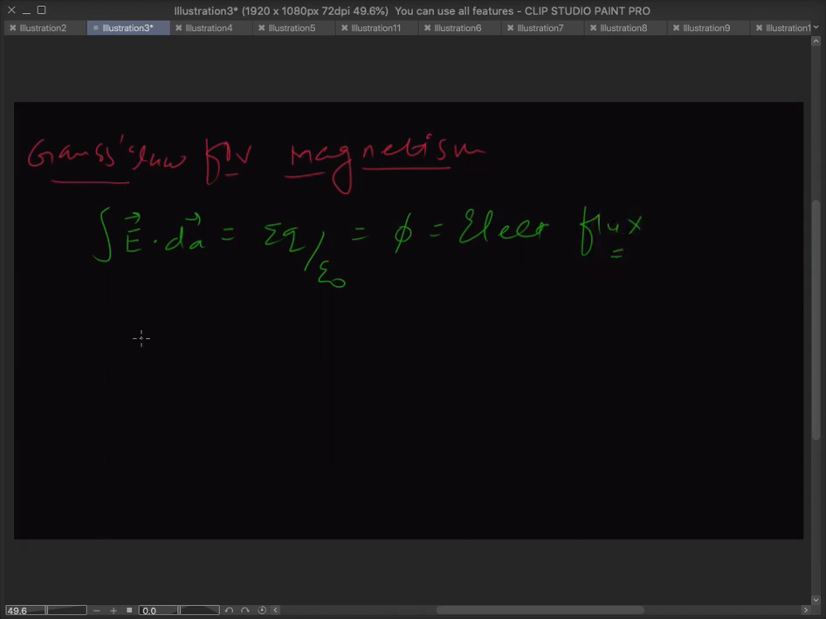Let's say we have an area, and I'm naming a small segment of it ds, and electric field lines are passing through it in this fashion. The same holds for electric field lines coming outside. We use this whenever we have a closed surface: electric field lines entering the closed surface give the integral of E dot dA, which is directly proportional to the sum of the charges and inversely proportional to the permittivity of the vacuum.